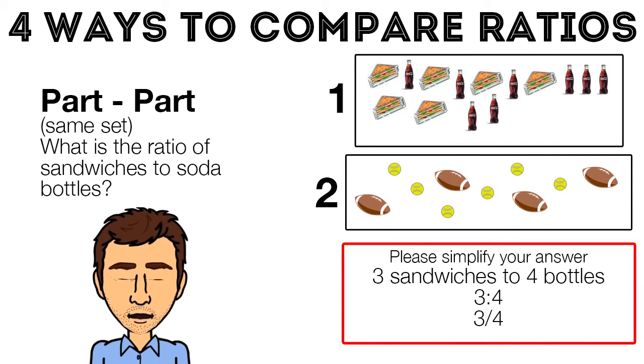Okay, make sure you simplify your answer. We can come up with, for every 3 sandwiches, there are 4 bottles. So we write that as 3 sandwiches to 4 bottles. We know that there's 6 sandwiches in the set and 8 total bottles. We know that 2 goes into both of those. So we can look at it as 3 sandwiches to 4 bottles, and we can use the colon form 3 colon 4, and also the fraction form 3 over 4.